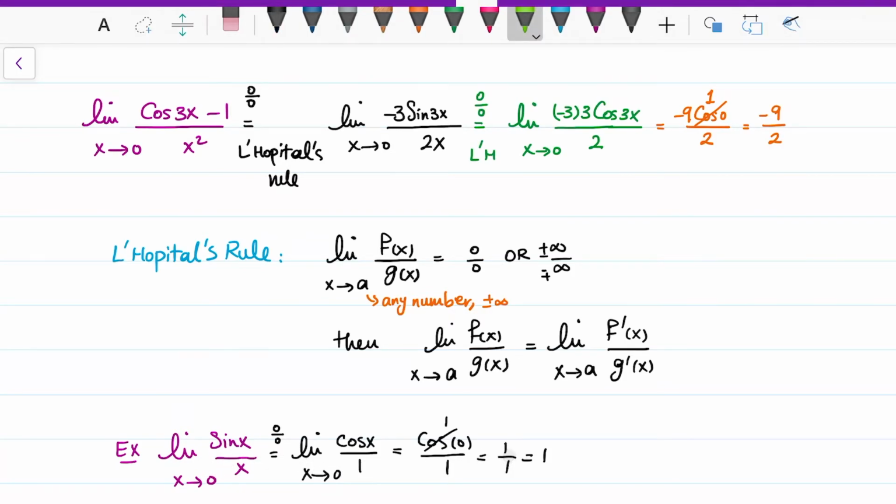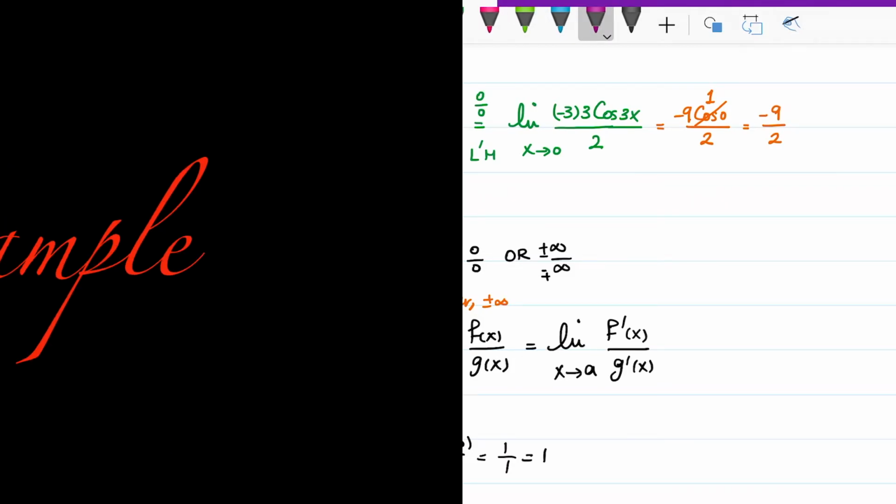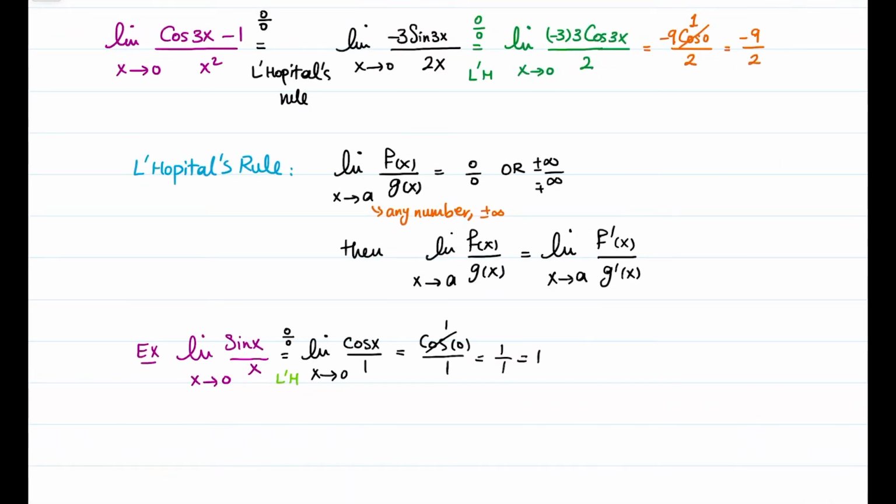I usually tell my students to write an abbreviation like this just to say that we used L'Hopital's rule. Let me solve one more example in L'Hopital's rule. The example is the limit of e to the x over x squared as x goes to infinity.